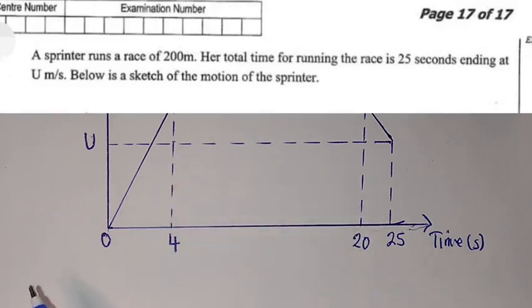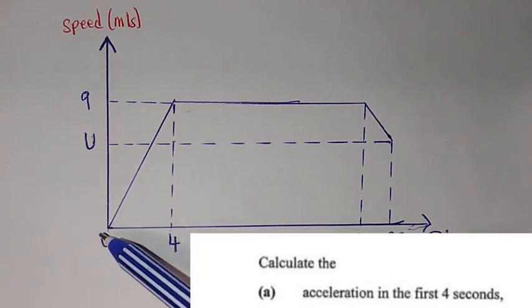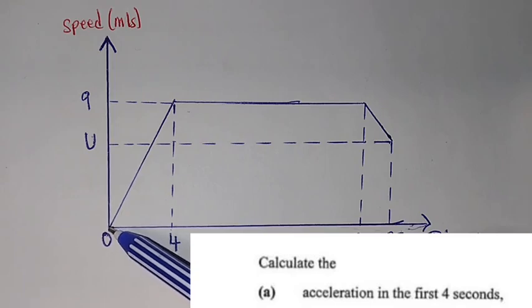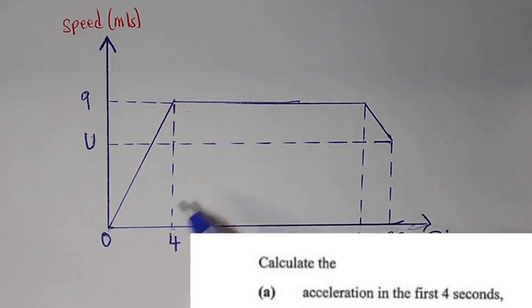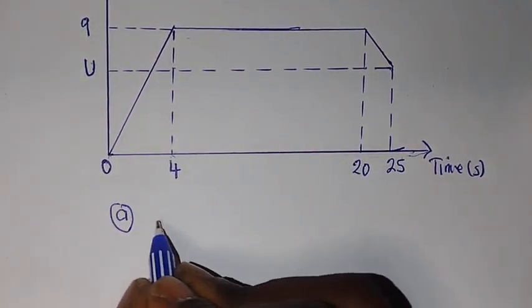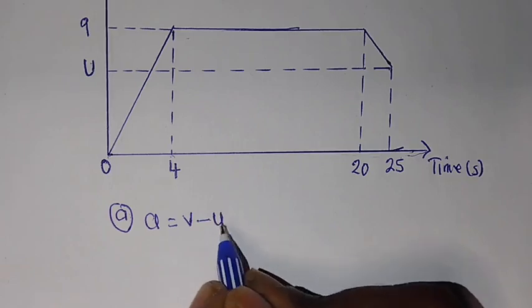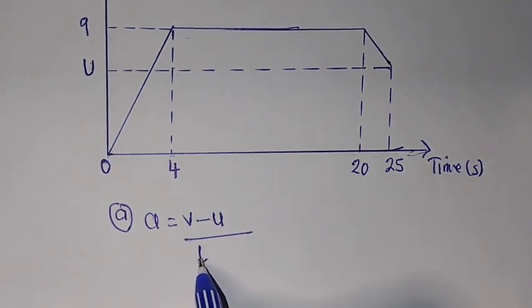So the first question is, calculate the acceleration in the first 4 seconds. So they want us to find the acceleration in the first 4 seconds. So this sprinter was accelerating from here up to here in the first 4 seconds. So how can we calculate for acceleration? To calculate for acceleration, we are going to use the formula, which is acceleration is equal to final velocity minus initial velocity over time.